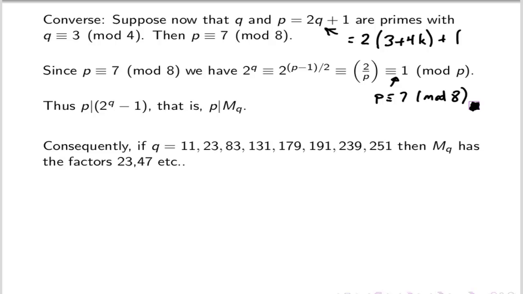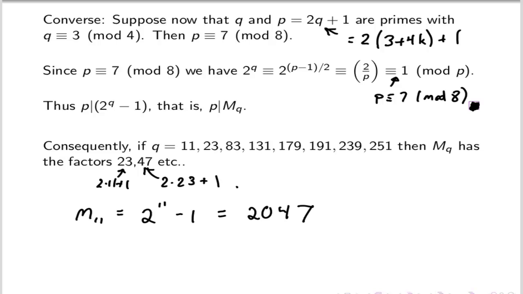So, these are the first few Sophie Germain primes that are congruent to 3 mod 4: 11, 23, 83, 131. And so for these primes, we can conclude that the Mersenne number M_q has the corresponding factors 23, which is 2 times 11 plus 1, 47, 2 times 23 plus 1. So if I'm looking at M11, which is 2 to the 11th minus 1, what is that? 1024 times 2, 2047. That 2047, not only is it composite, but it is divisible by 23.